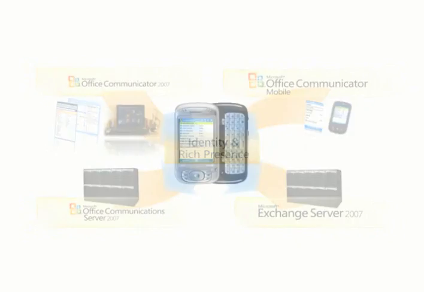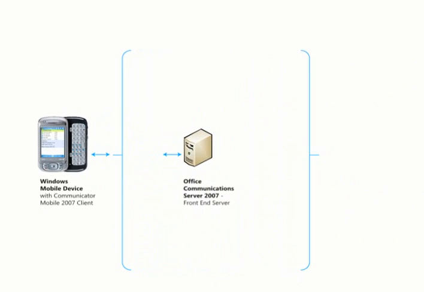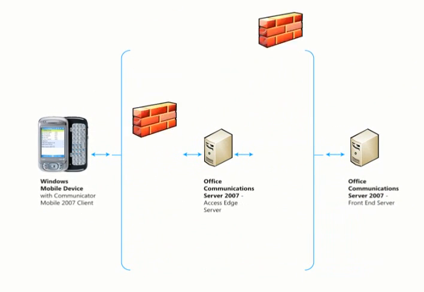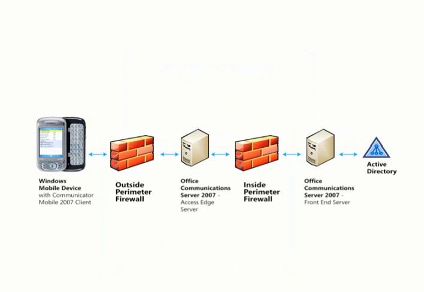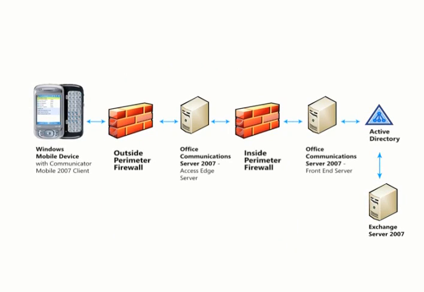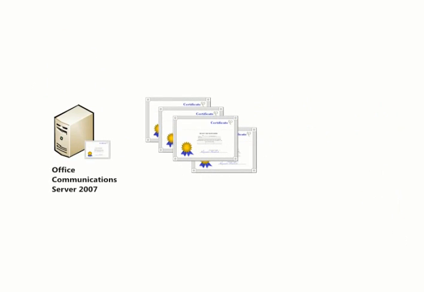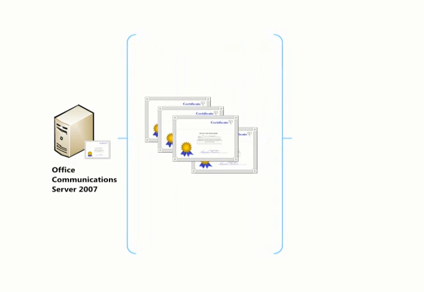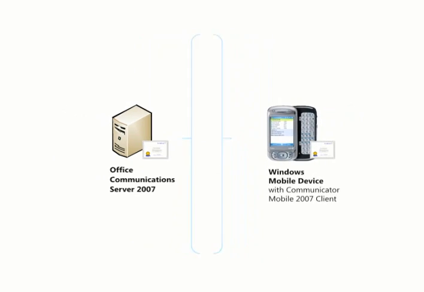By following Microsoft-published deployment best practices, the Litware IT department is ensured that the transport of their sensitive corporate information via Communicator Mobile has the same enterprise-grade security as the rest of their network connections. And with Communicator Mobile 2007, certificate-based authentication is easy. No intermediate certificates need to be installed on the device, as Office Communications Server 2007 has a certificate that chains up to a standard pre-installed root certificate already on the device.